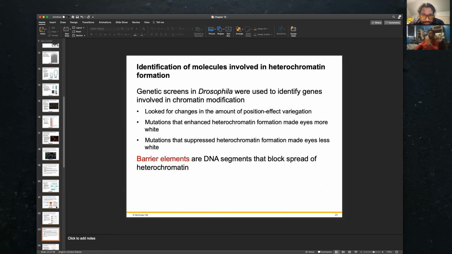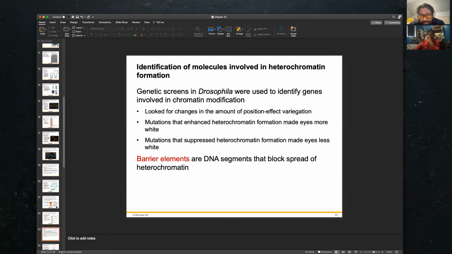Okay, so this is how they identified the molecules involved in the formation of heterochromatin. Genetic screens in Drosophila were used to identify genes involved in chromatin modification. They looked for changes in the amount of position effect variegation. Mutations that enhanced heterochromatin formation made eyes more white. Mutations that suppressed heterochromatin made the eyes less white. Even though it's called a white gene, if it's expressed, it appears red, and if it's not expressed, it appears white.